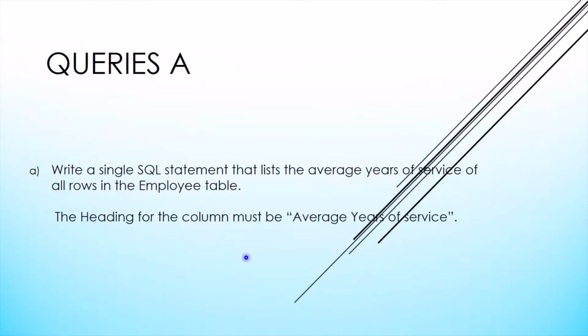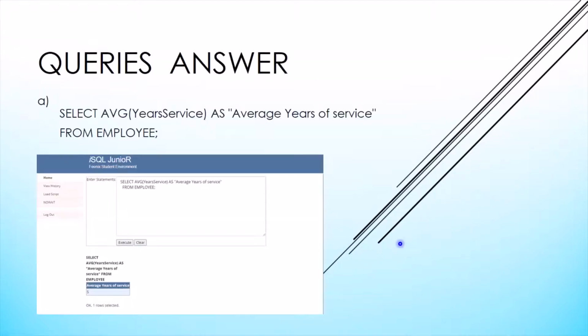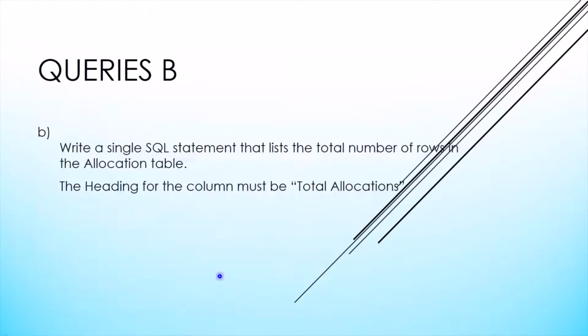Queries. The first query is a SQL statement that lists the average years of service of all rows in the employee table. The heading of the column must be average years of service. This is the answer for this. This is the average years of service column shown in the screenshot.